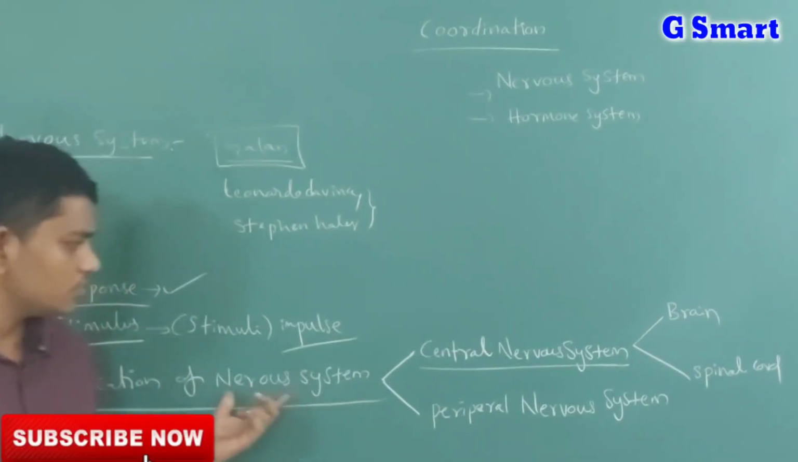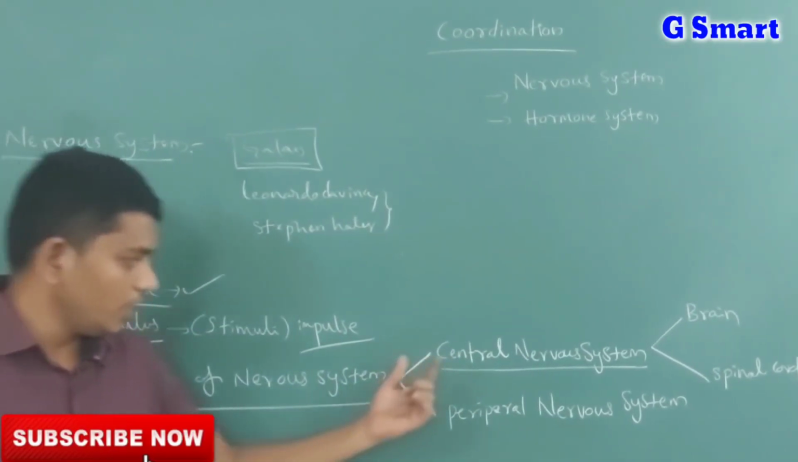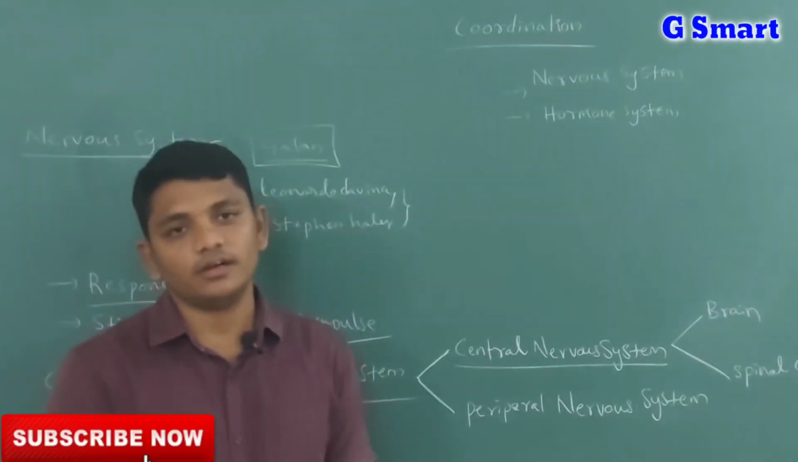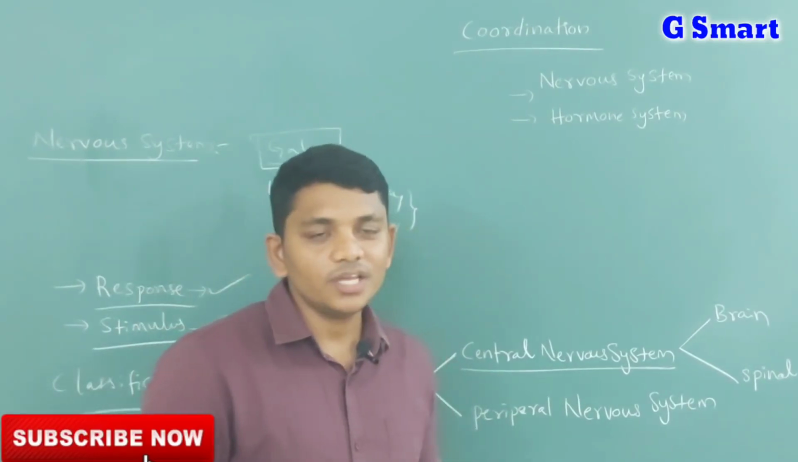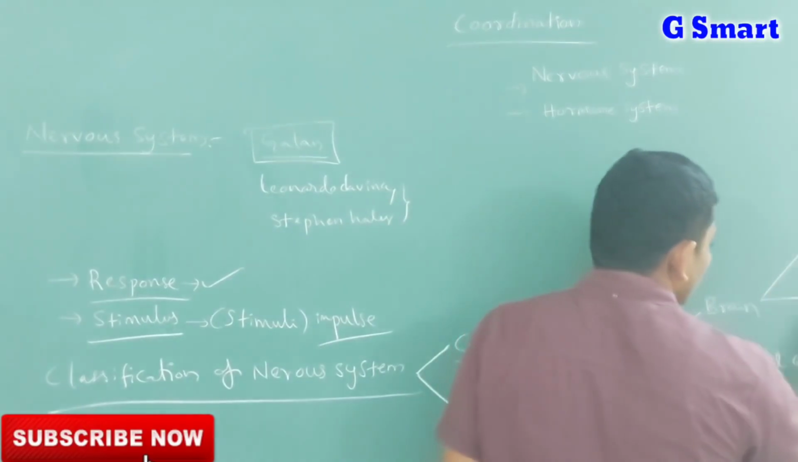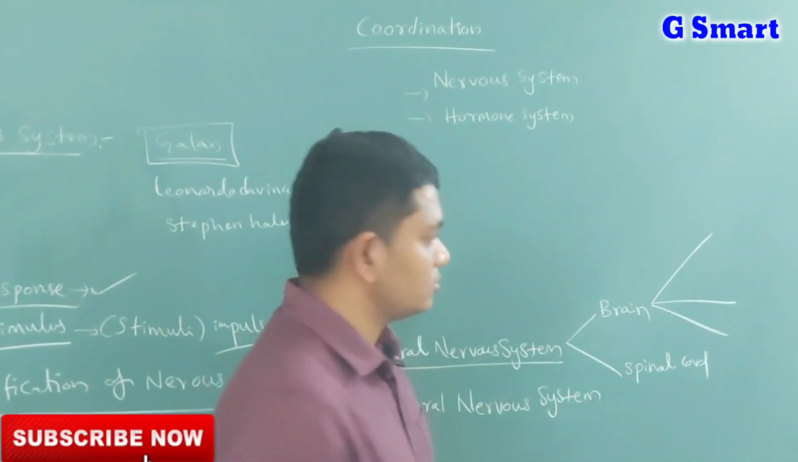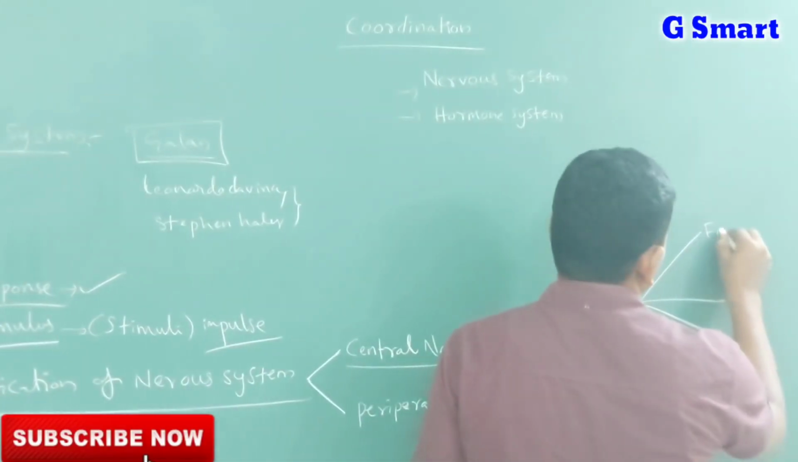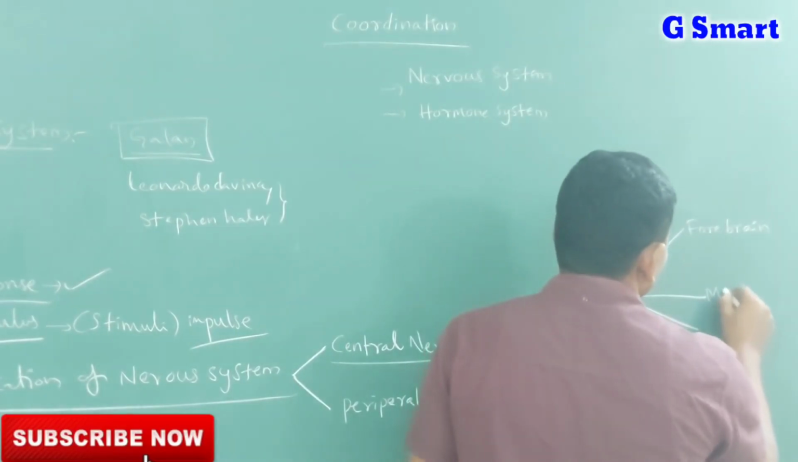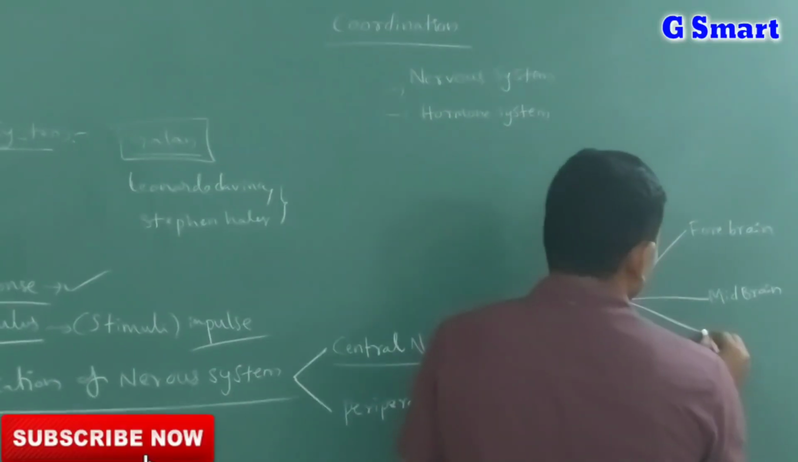The nervous system is mainly of two types: central nervous system and peripheral nervous system. Again, the central nervous system is classified into two types, brain and spinal cord. Now, the classification of the brain. The brain is again classified into three parts. First one is forebrain. Second one, midbrain. Third one, hindbrain.